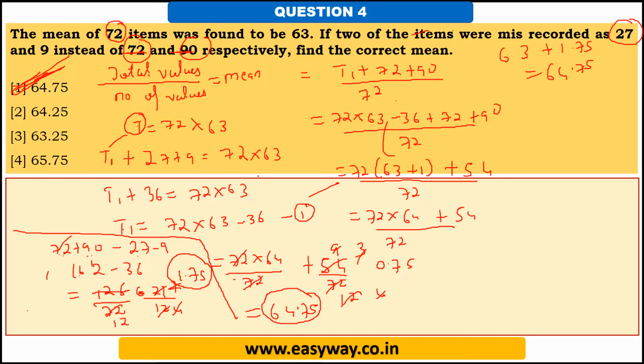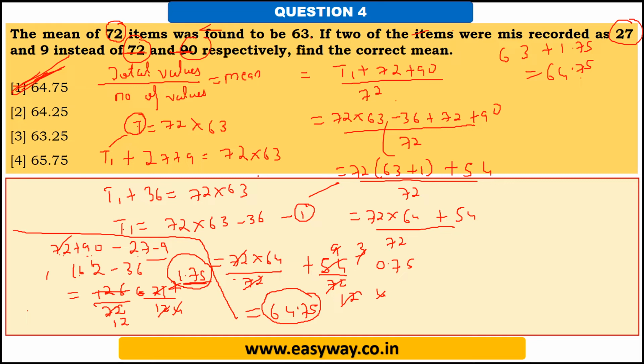So we added 72 and 90 and we subtracted the wrong values, that is 27 and 9, and we got the answer as 126. So whatever answer you get, 126, you have to divide by the number of items available, that is 72. So we got the answer as 1.75. So this has to be added to the incorrect mean, that is 63. Okay, so 64.75. If it was the other way around, if 72 and 90 were wrong numbers and 27 and 9 are the correct numbers, then we would have subtracted here, minus 1.75.